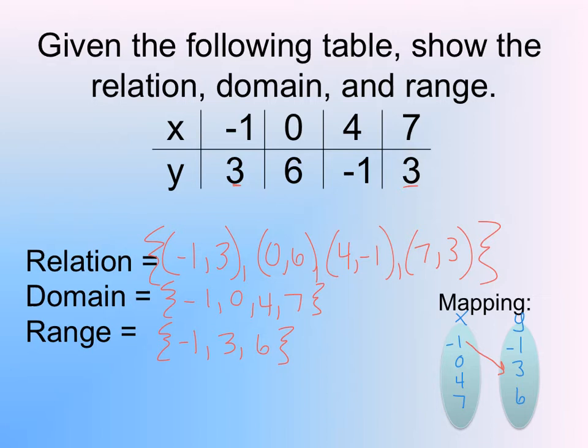I have 0 with 6, so I just draw a line from 0 to 6. I have 4, -1, so I draw a line up to -1, and then I have 7 with 3, so I end up having 2 different lines pointing to 3, which just shows that you have 2 different domain values with the same range.